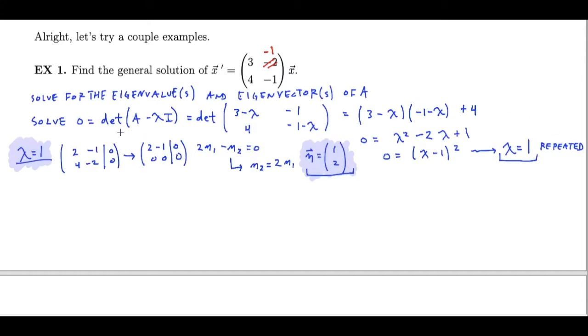Looking through these steps here, I use the typical equation to solve for lambda, and my characteristic polynomial became lambda squared minus 2 lambda plus 1, which can be factored as lambda minus 1 squared, which yields a single real eigenvalue, lambda equals 1, and I just write repeated here to reinforce the fact that it has multiplicity 2.